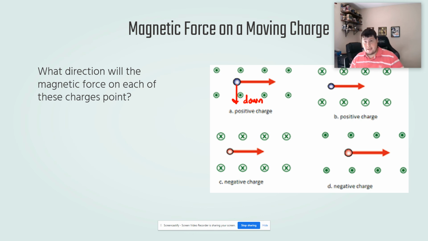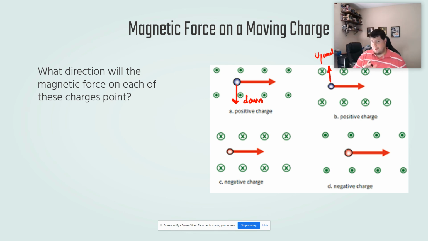And then for B, I get that still moving to the right, but now my magnetic field, because of the X's, is pointing into the page, and that means that I am going upward. So my force would be upward.